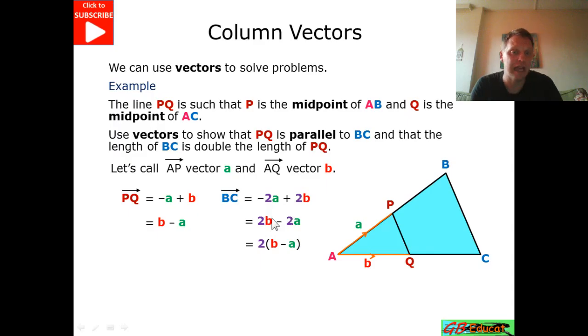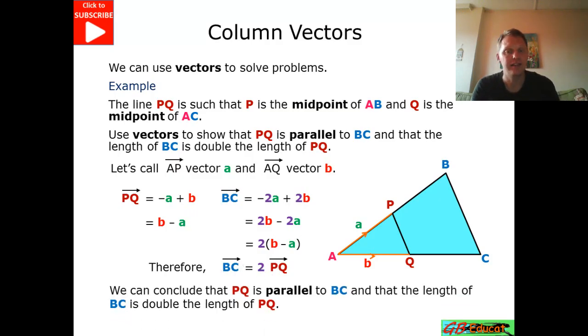So as you can probably see straight away, if we were to factorise this, taking the common factor of 2, we get 2 outside the bracket and b minus a inside the bracket. Now, therefore, PQ is going to be half the size of BC. So you've got 2PQ is equal to BC, in the direction of these. Therefore, you can confirm all this, that BC is double the length of PQ, and because they've got the same direction, they are also parallel.